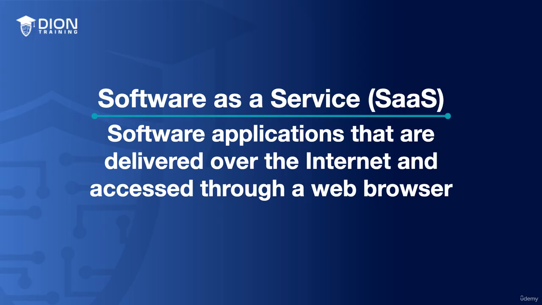Software as a service refers to software applications that are delivered over the internet and typically accessed through a web browser. Examples include things like email, customer relationship management software, and human resource management systems. A great real-world example of software as a service is using something like Office 365, which is a subscription-based online version of the Microsoft Office tool suite that can be accessed directly through a web browser.